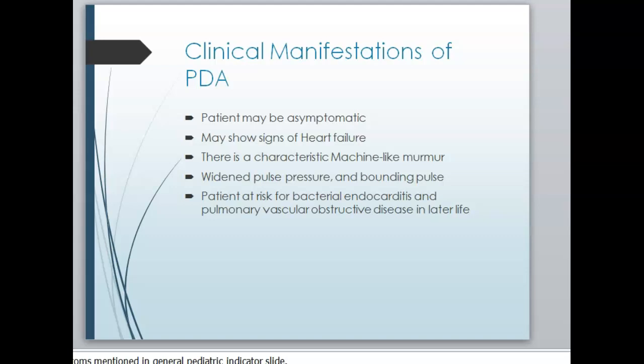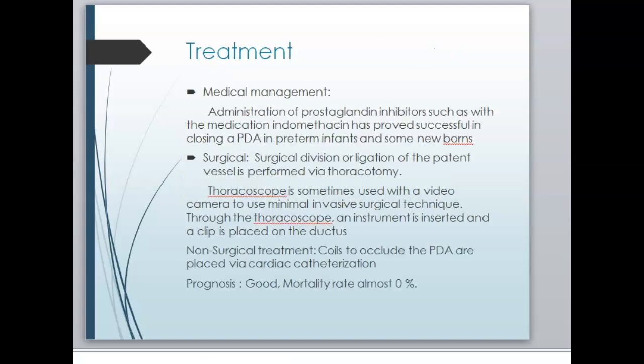Treatment. Medical management: the administration of prostaglandin inhibitors, such as the medication indomethacin, has proved successful in closing a PDA in preterm infants and some newborns.